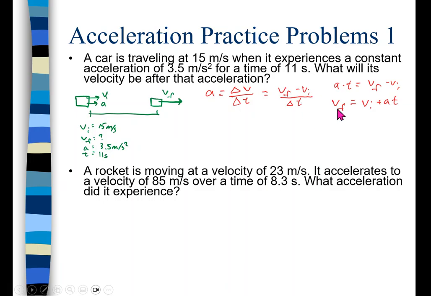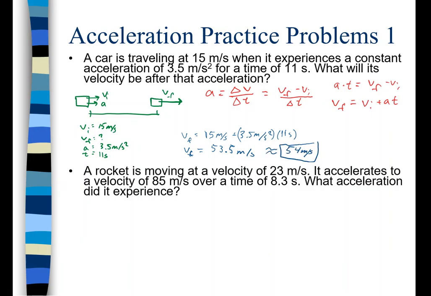And I can just rearrange that, solving for final velocity, and I plug in my actual values, and I get 53.5 meters per second. Okay, and if you wanted to look at the units, or we can just say 54 meters per second if we'd like, and we can look at how the units did cancel out those seconds squared.